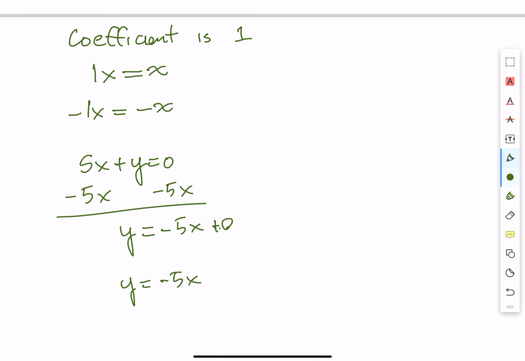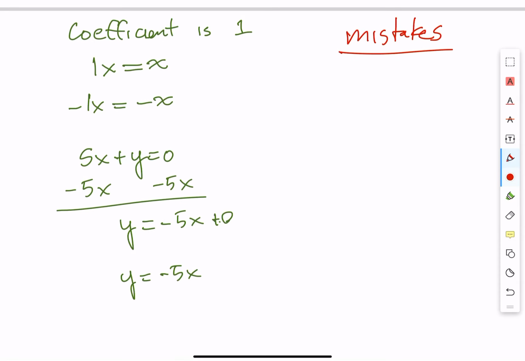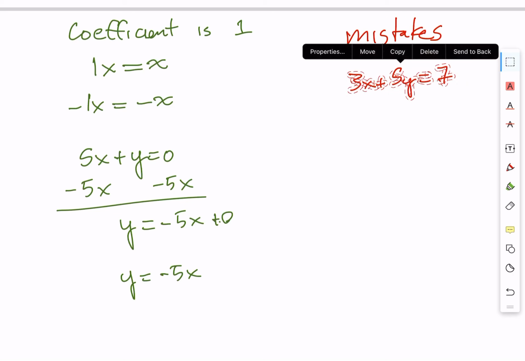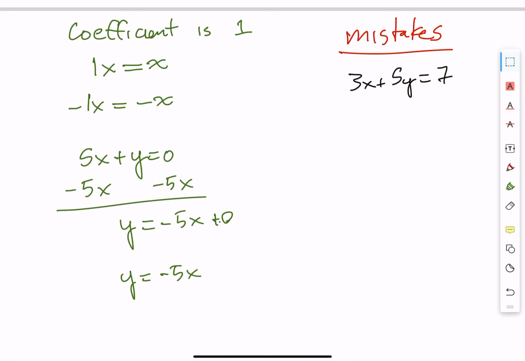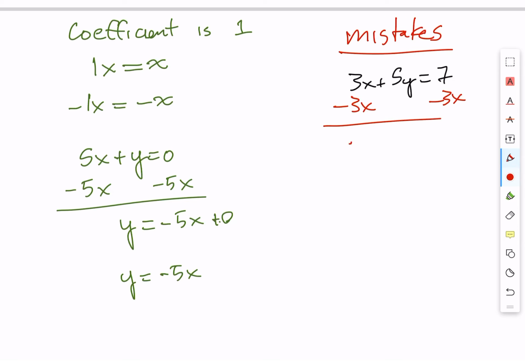The biggest mistake that I see on these is when people have something like 3x plus 5y equals 7. Right, so if that's the initial question, subtracting the x term, so minus 3x and minus 3x, and then they'll say, okay, so 5y equals, well, 7 minus 3 is 7, 6, 5, 4, so 4x.